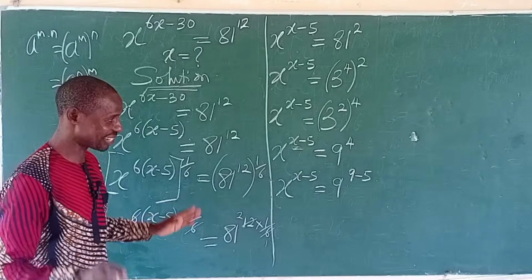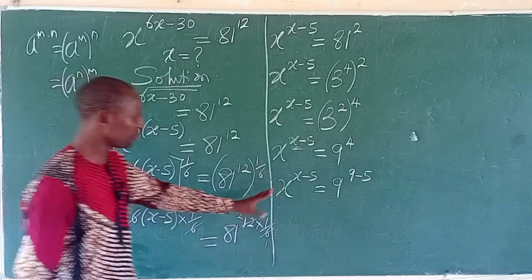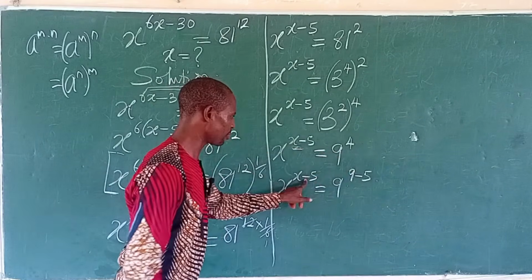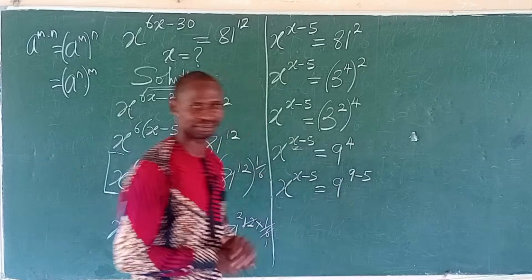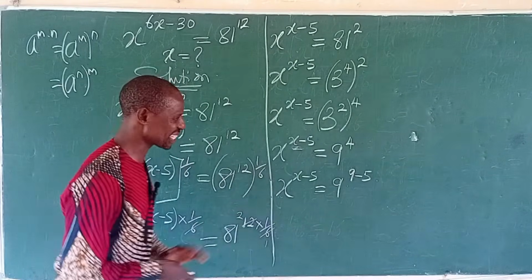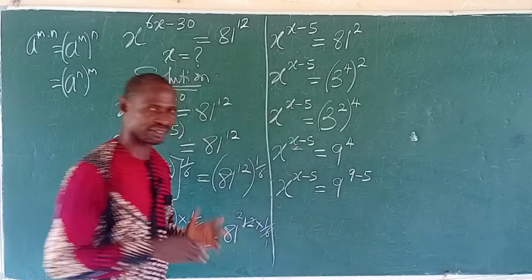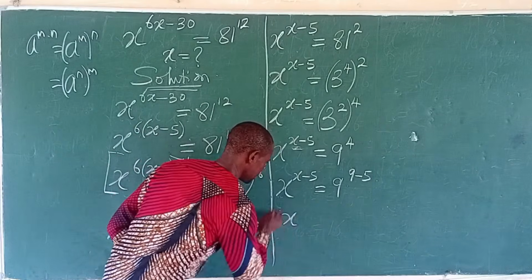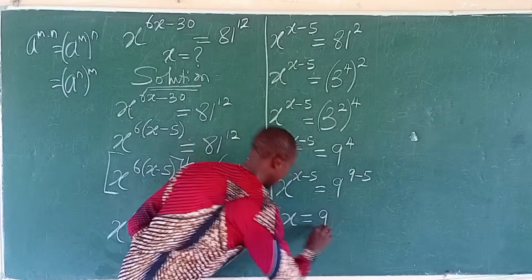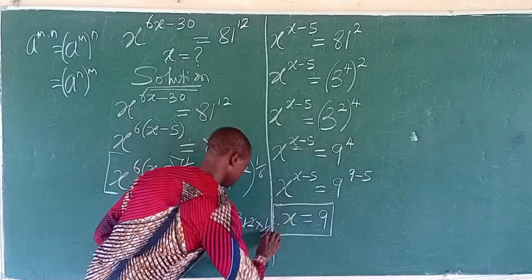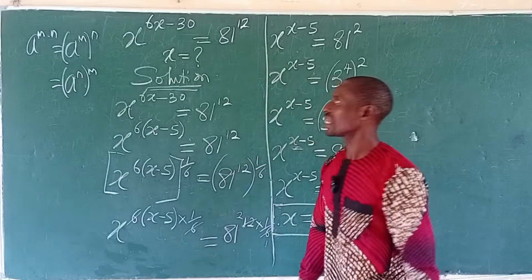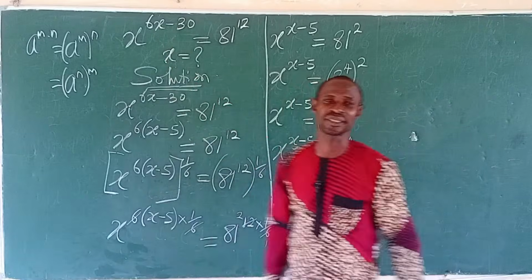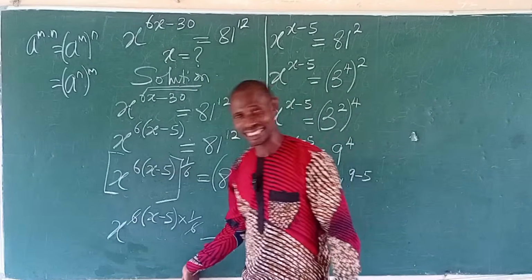Wow, this is interesting. If you look at this expression, x to the power of x minus 5, and 9 to the power of 9 minus 5, it's simple. We can do our simple comparison. By comparison, therefore, x is equal to 9. This is the value of x that satisfies the original equation. If you plug this into the original equation, you discover that it will satisfy that equation.